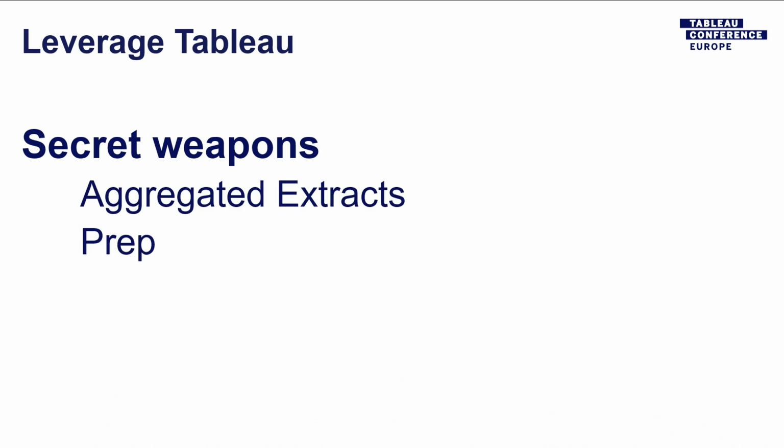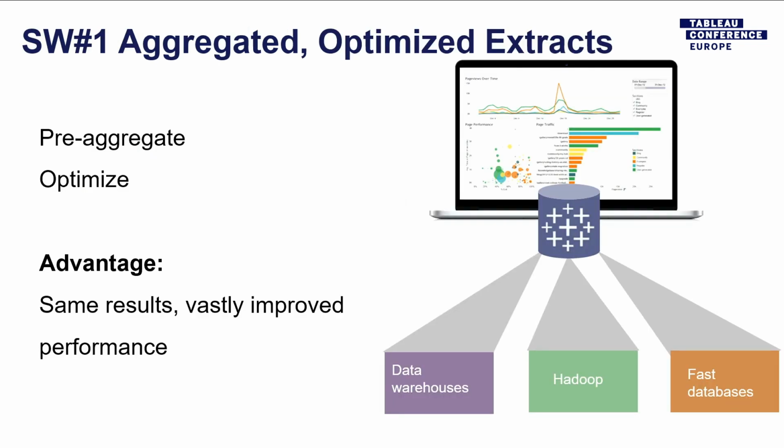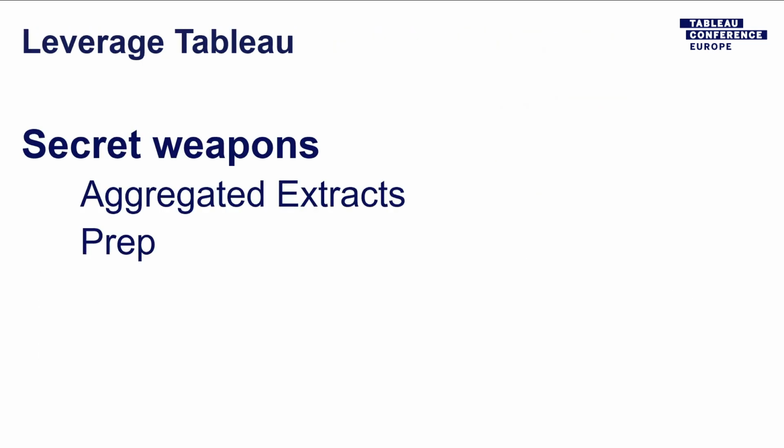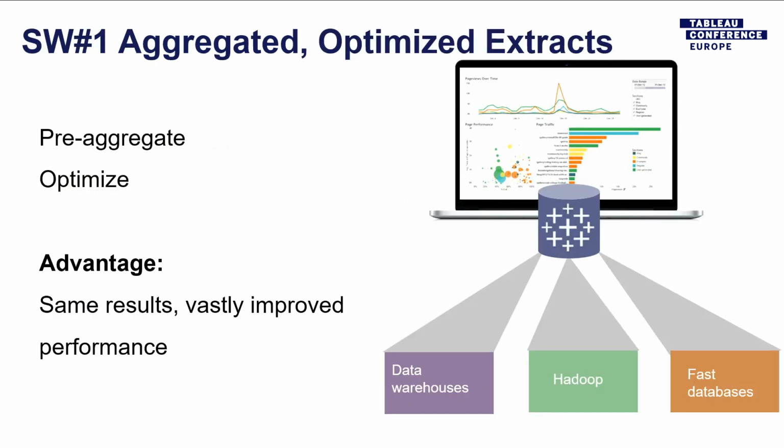And Tableau gives us two secret weapons that we want to look at right now that will really help here. The first of those secret weapons are aggregated extracts and Tableau Prep. I don't know if you've seen, done some Prep sessions yesterday, or they're going to do today. It's really powerful. You have the same connectors available in terms of big data systems and creating those optimized extracts. Well, let's have a look at that.